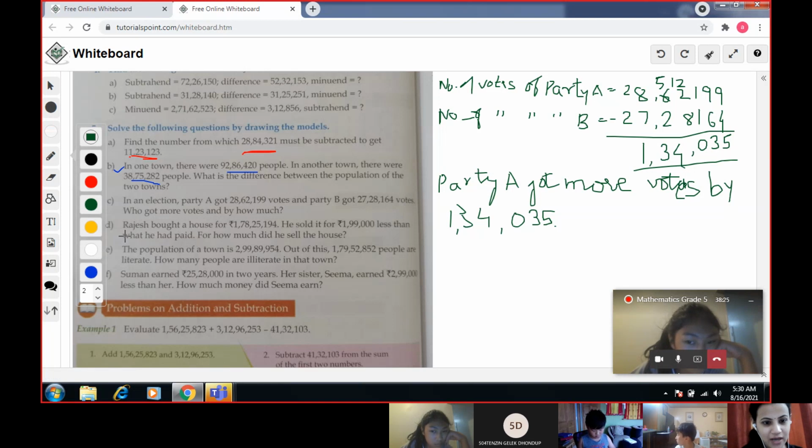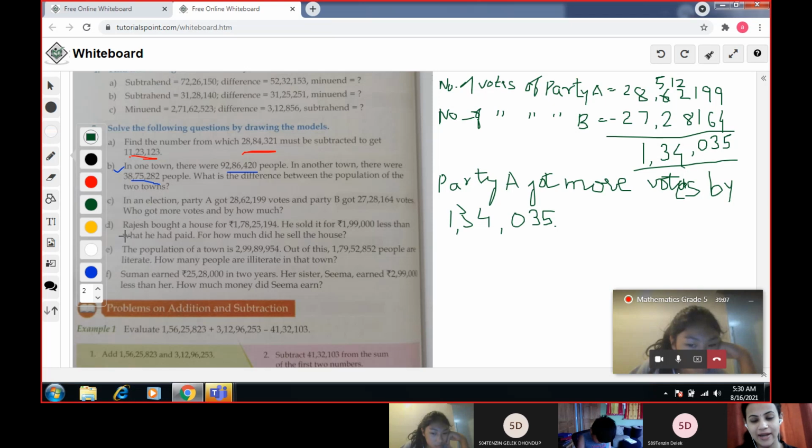So now see the next one. Rajesh bought a house for 1 crore 78 lakh 25,194. So this is the cost price of the house. Now he sold it for 1,99,000 less than what he had paid. So just see the question: the cost price is 1 crore 78 lakh 25,194.